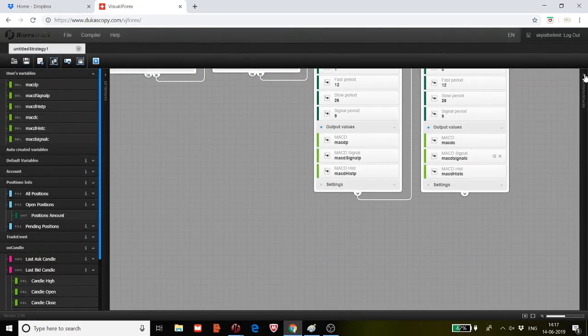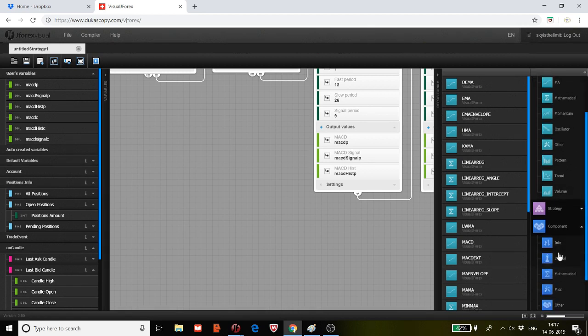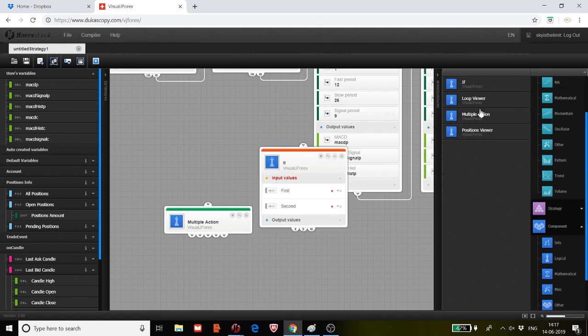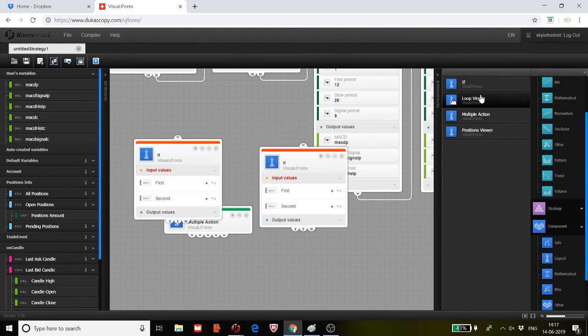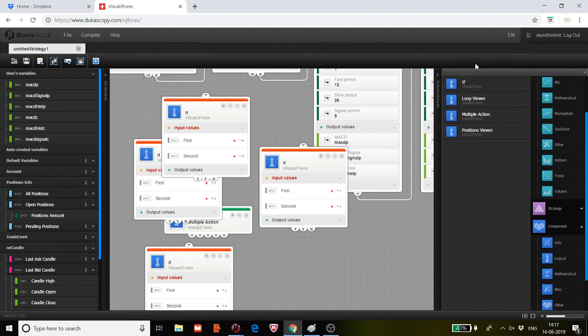Now we will need a multiple action block. You will get that in the component section. Click on component, then on logical, and then multiple action. With that, for the logic, we will need an if block. Three, four, I will keep at one go.